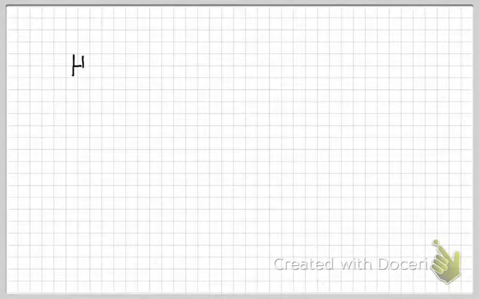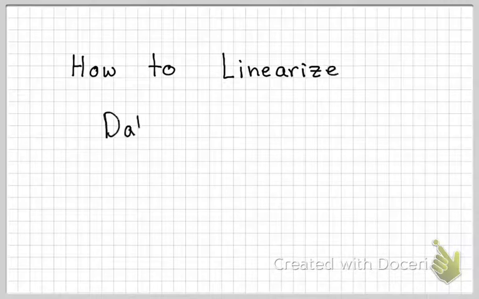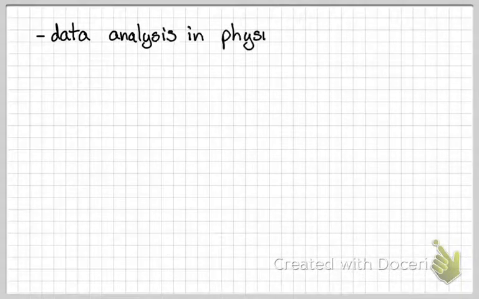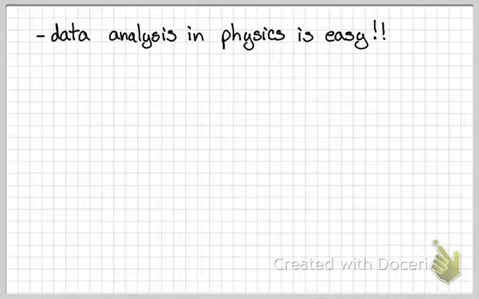Okay, so today we're going to talk about how to linearize data like a physicist. I'm going to start by telling you a story about a kind of crazy lady I used to live with. She was very nice, but a little bit crazy. We were talking about how to do data analysis as a physicist. And here's the thing about it, it's really easy. Your data should be a line. So if it's not a line, it's not good data.